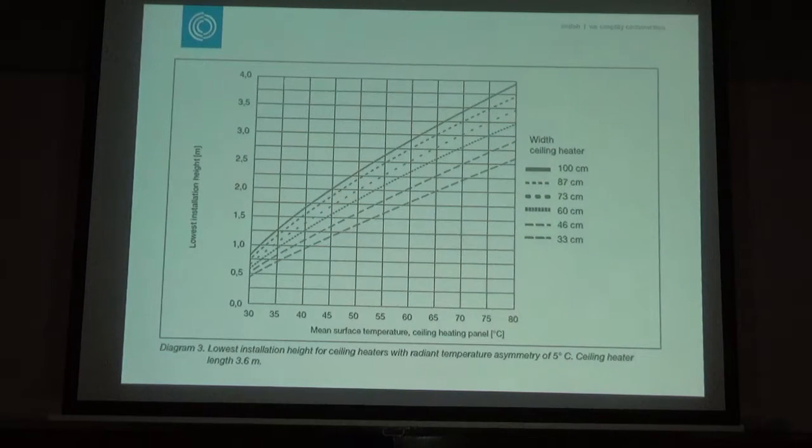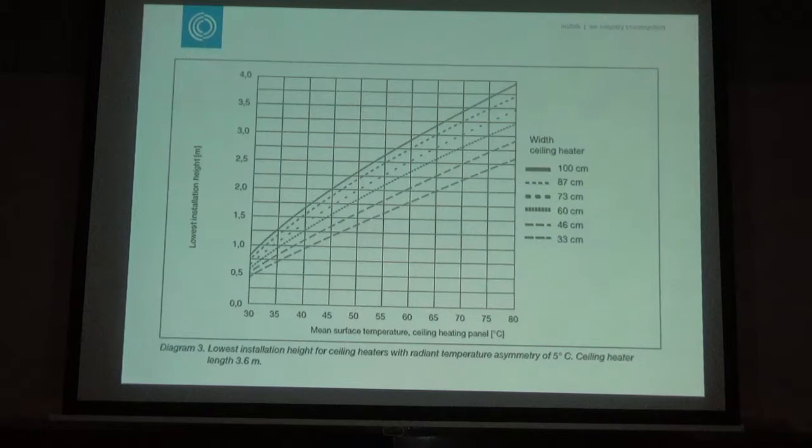So the next thing is panel width and panel mounting height. Remember, at the beginning I talked about the intensity of the radiant heat from the sun and how it makes such a big difference in the environment that we live in. Well, if we've got a wider radiant panel above our heads, then the intensity of the heat from that panel is likely to be more uncomfortable. So what we publish is the width of the panel on the right hand side, and on the bottom the surface temperature of the panel.